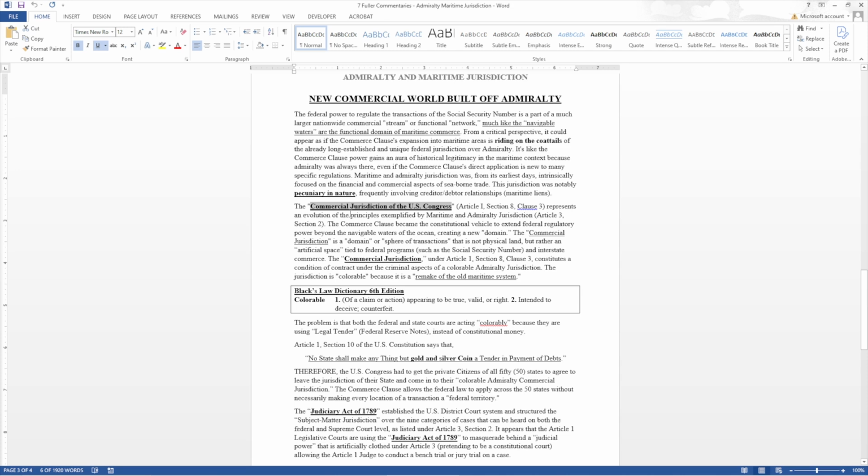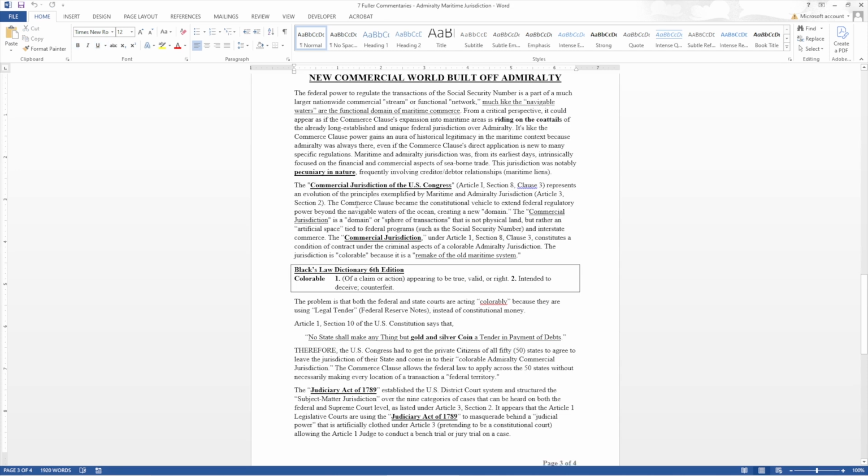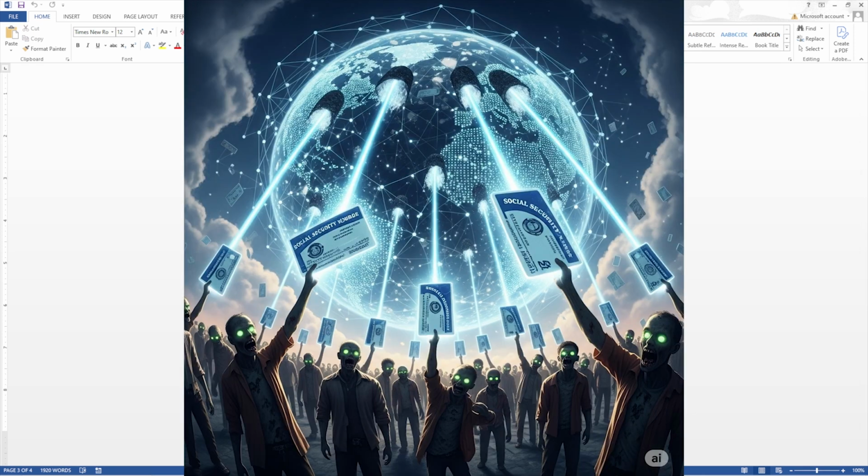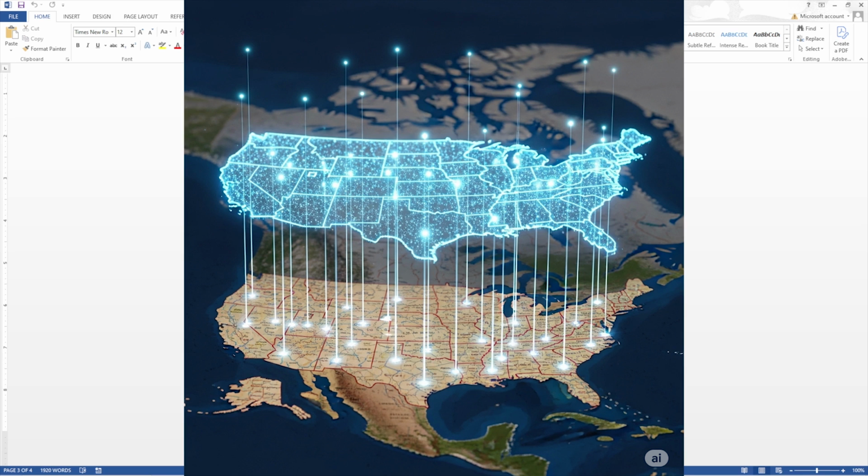This represents an evolution of the principles exemplified by maritime and admiralty jurisdiction. The Commerce Clause became the constitutional vehicle to extend federal regulatory power beyond the navigable waters of the ocean, creating a new domain. This commercial jurisdiction is a domain or sphere of transactions that is not physical land, but rather an artificial space tied to federal programs, your Social Security, and interstate commerce.